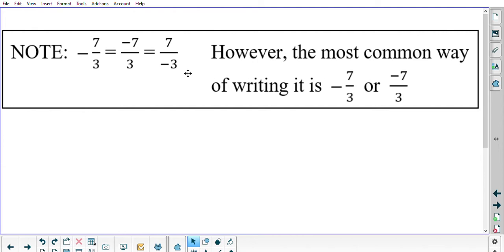And that's probably because we normally want to pronounce this as negative 7/3. It would be weird to call it 7 negative thirds, which is what you would pronounce it as if you had the negative staying in the denominator. So that's probably the most logical reason why you're going to see most textbooks leaving the negative to the left of the fraction or putting the negative in the numerator of the fraction. All right, let's move on.